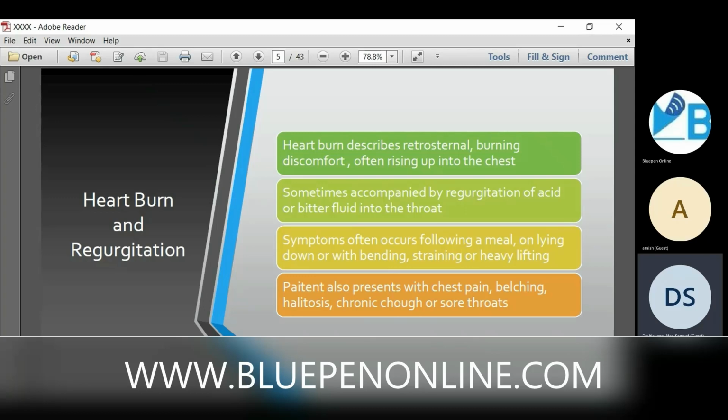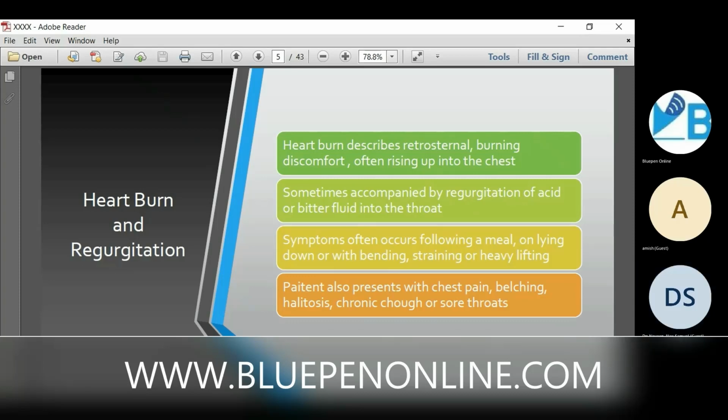Sometimes it might be accompanied by regurgitation of the acid. That's the gastric acid, the peptic acid and the HCl. There might be regurgitation, and this regurgitation can reach up to the throat. So it will cause bitter fluid in the throat. Sometimes when we have heavy food, we feel nausea and regurgitation. That's a bitter food which comes into the throat, because the bitterness is due to the acid present in the stomach.